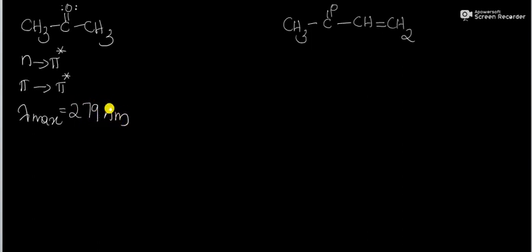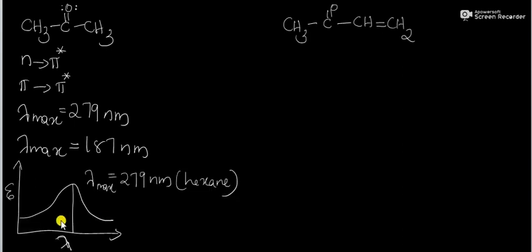and the pi to pi star transition has lambda maximum at 187 nanometer. The pi to pi star transition is not commonly observed in the 200 to 800 nanometer region of the spectrum. So, acetone shows a characteristic n to pi star peak at 279 nanometer in hexane.